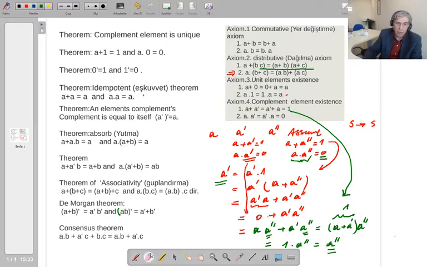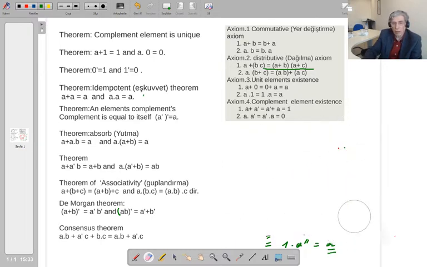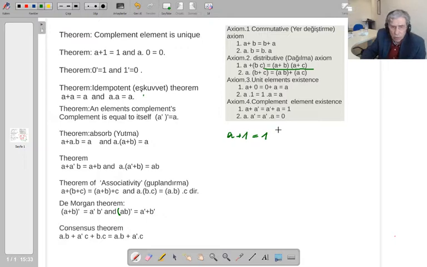Let me clear this area now and then come back to the second one. Second theorem. The second theorem says any element added with 1 gives you 1. We've got to prove this now. Is it true or not?